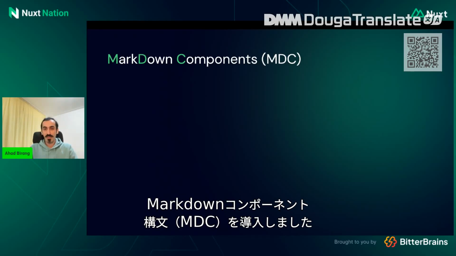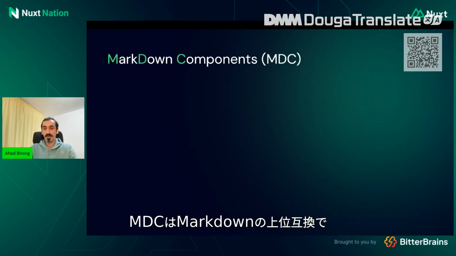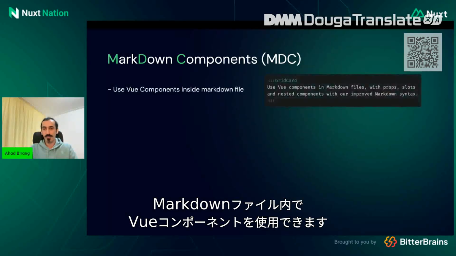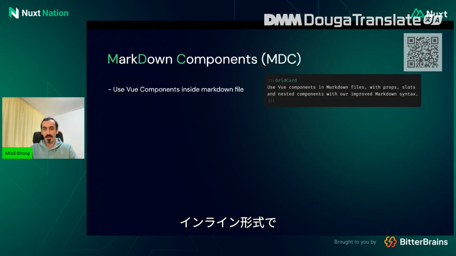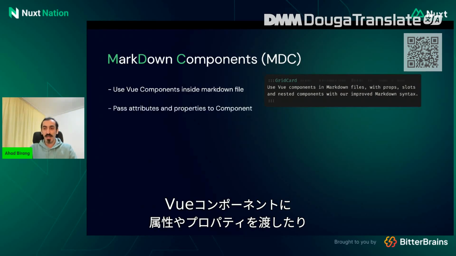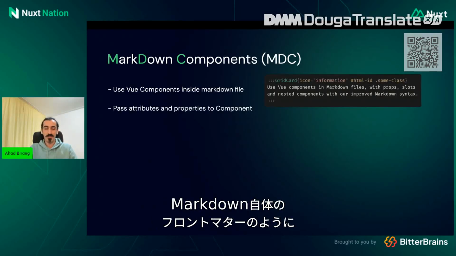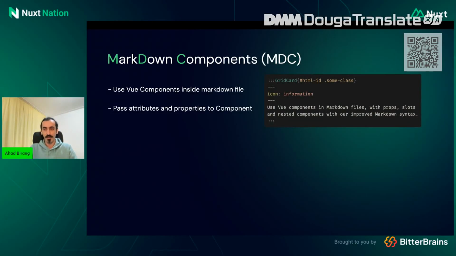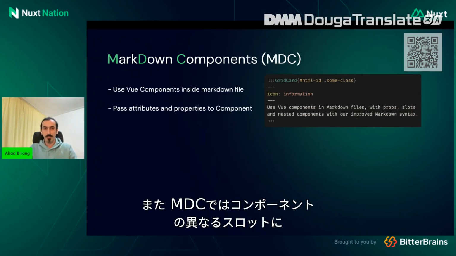Also in version 2, we introduced Markdown Component syntax, or MDC. MDC is a superset of Markdown that allows you to use Vue components inside Markdown files. You can pass attributes and properties to your Vue components in the inline format or using a rich YAML structure, just like front matter for the Markdown itself.